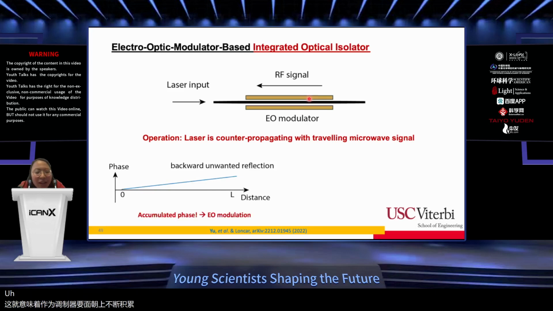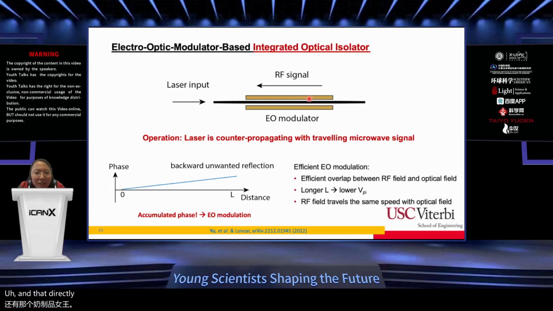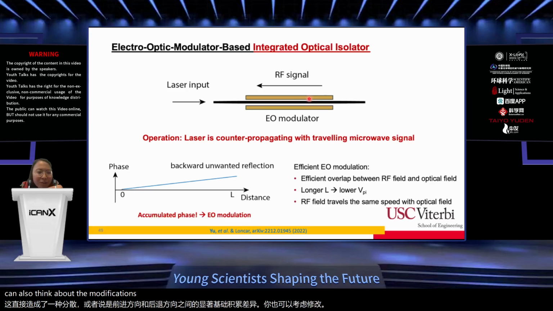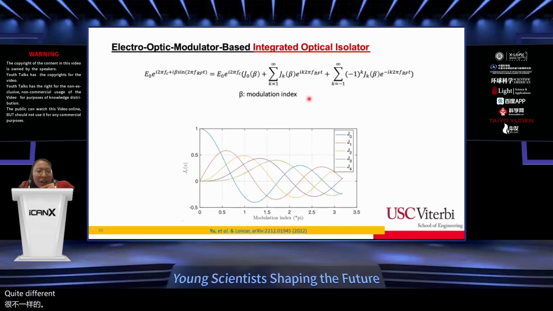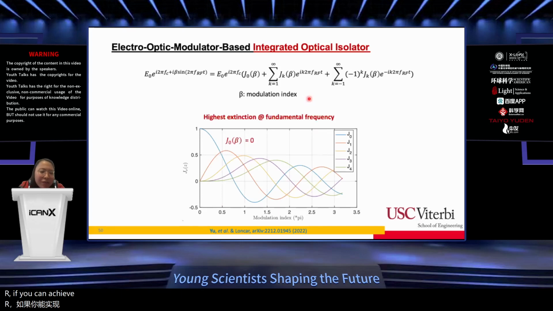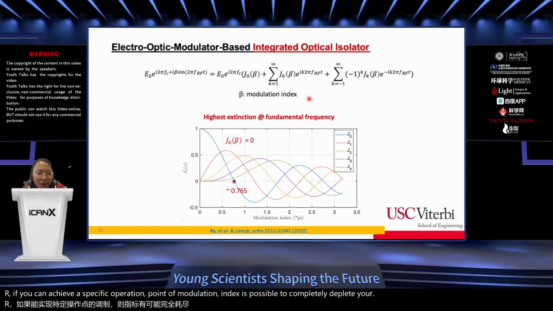And that really creates a significant phase accumulation difference between the forward direction and backward direction. You can also think about the modulation efficiency becoming quite different. And if you just work out the very simple math for how a phase modulator works, you can see that if you can achieve a specific operating point of modulation index, it is possible to completely deplete your pump.